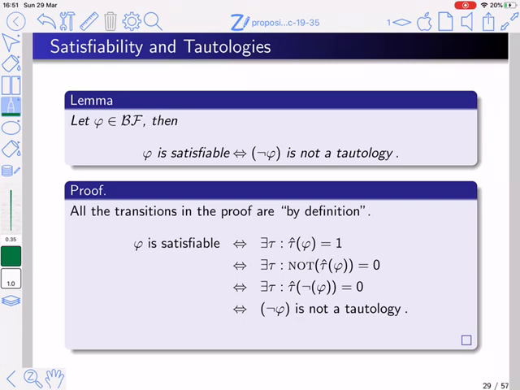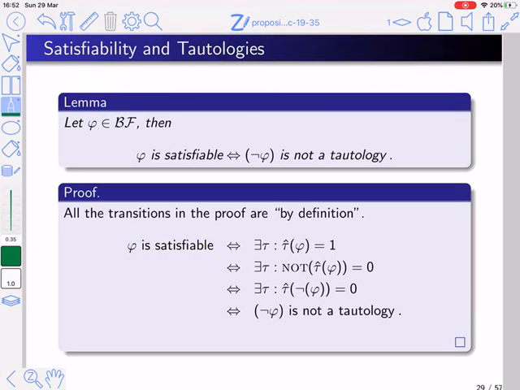Let us play with the definitions to see what we have obtained and to practice the definitions. Consider a Boolean formula phi. We claim that phi is satisfiable if and only if not of phi is not a tautology. Let's see how we prove this. I want to emphasize that in the proofs, all the transitions are by definition. So, phi is satisfiable by definition means there exists a truth assignment such that tau hat of phi equals 1.